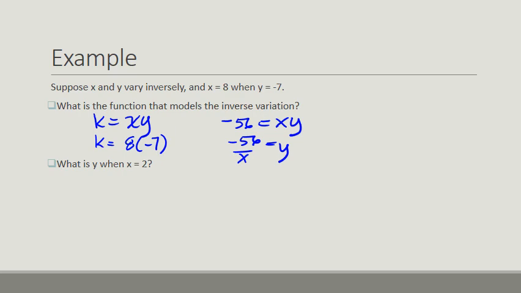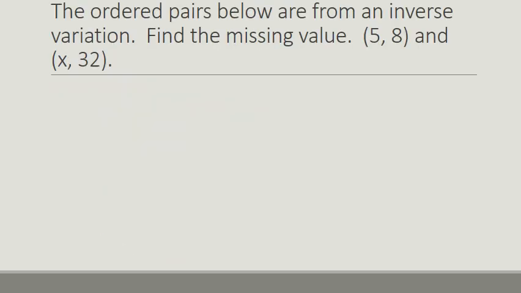They're both inverse variations. So now we want to know what y is when x is 2, so we can just plug it into that equation and do the division. So -56 divided by 2 is going to be -28. So y would be -28. We make that model so that we can find anything that we want.